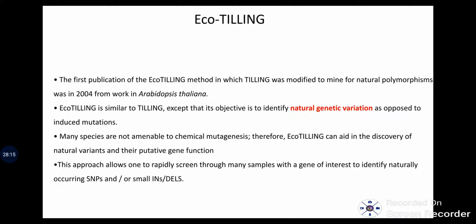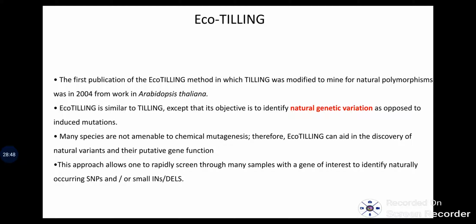As you know, in case of TILLING we use EMS for inducing the mutation, but here we take the natural genetic variation to identify a mutation. Many species are not amenable to chemical mutagenesis, so EcoTILLING can aid in the discovery of natural variants and their putative gene functions. This approach allows one to rapidly screen through many samples with a gene of interest to identify naturally occurring SNPs and small indels.